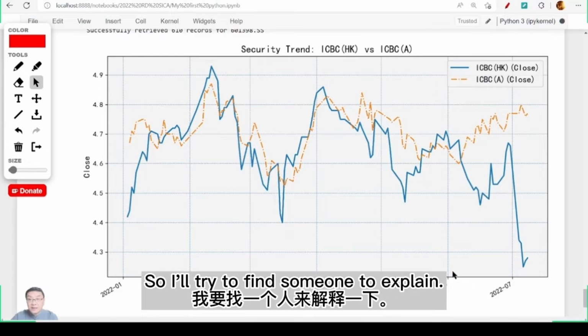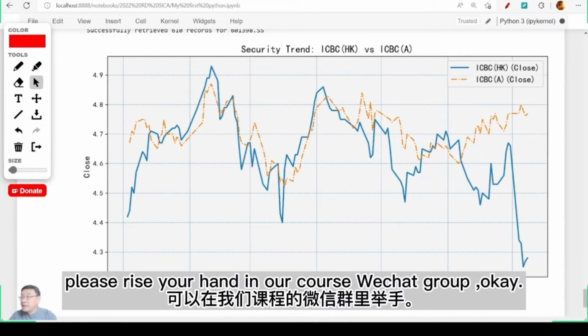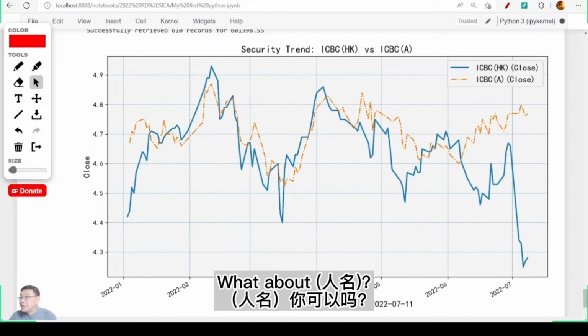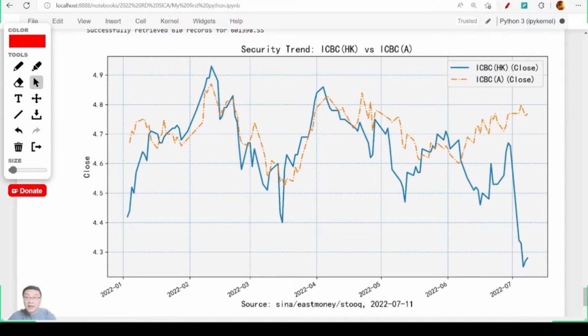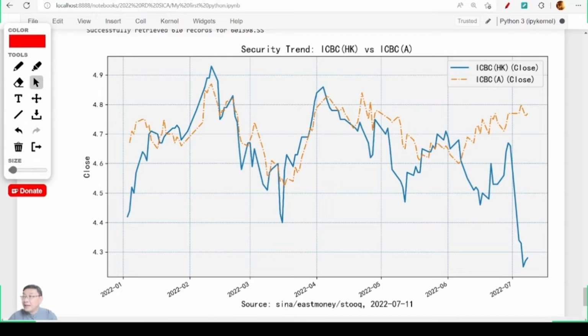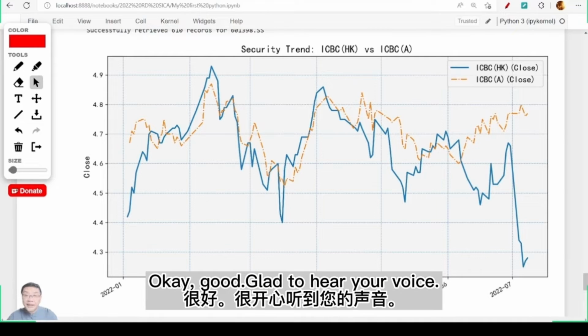So I'll try to find someone to explain. If someone is a volunteer, please raise your hand in our course WeChat group. Okay, what about Gao Rongjun? Are you willing to say something about this graph? Gao Rongjun, are you there? Okay, probably you're absent. Can you hear me? Good. Glad to hear your voice.